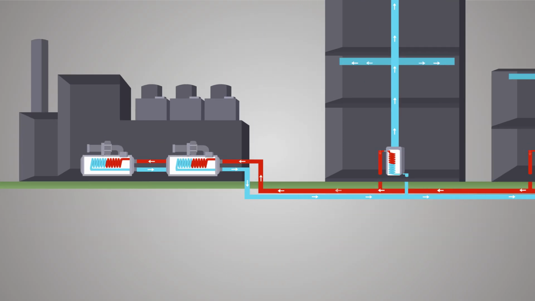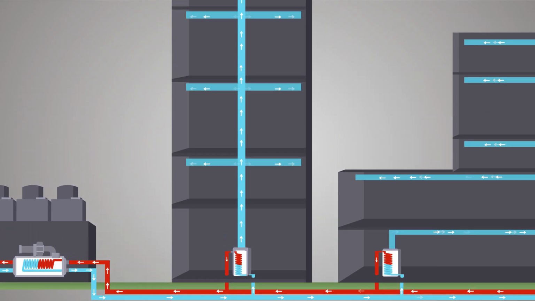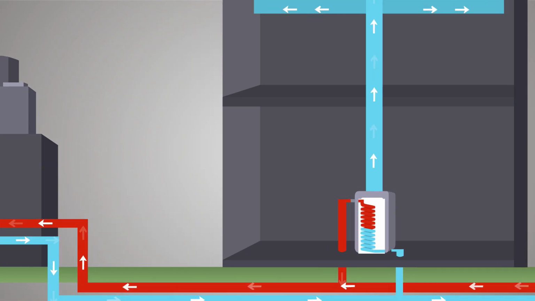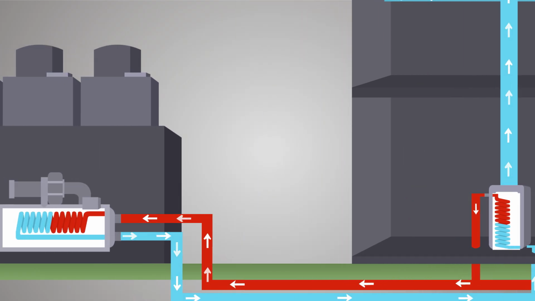Cold supply water enters the building and flows through a heat exchanger, absorbing heat from the building space and providing air conditioning. The warmed water then recirculates back to the central plant through a closed-loop return line.